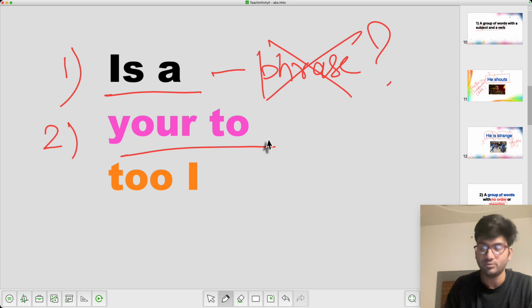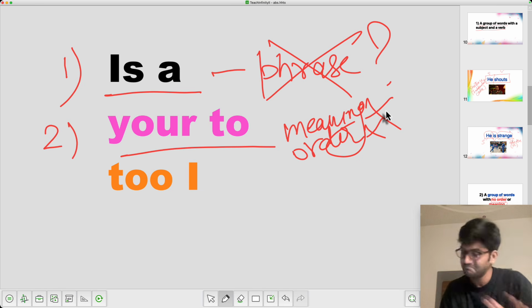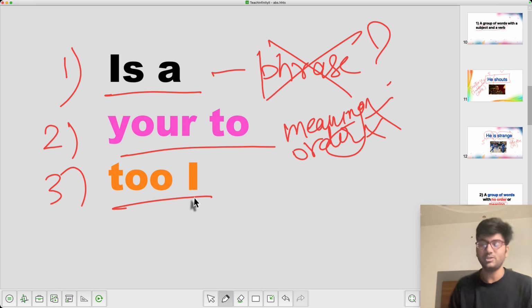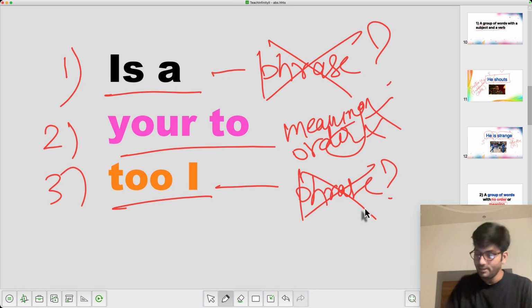Number 2: "your to." Is this a phrase? Again, "your to" what? What does it mean? Nothing, no meaning at all. Is there any order in which the words should be? There is no order, so it's not a phrase either. Number 3: "to I what?" This is not a phrase either. Okay, so you got this.